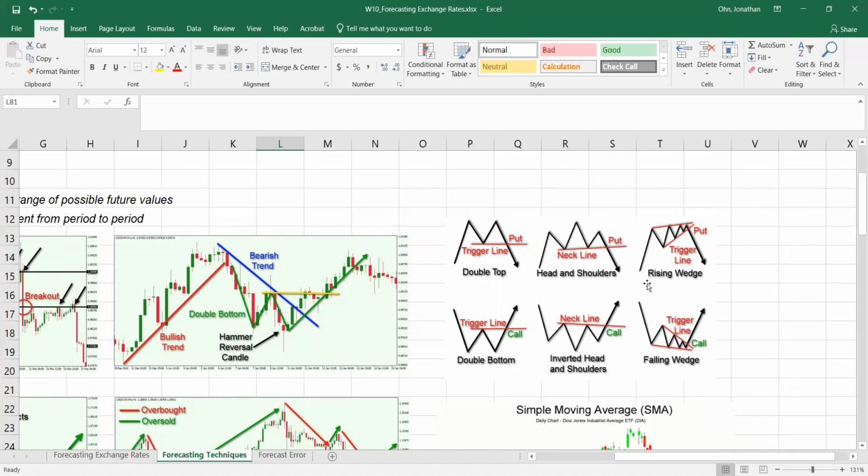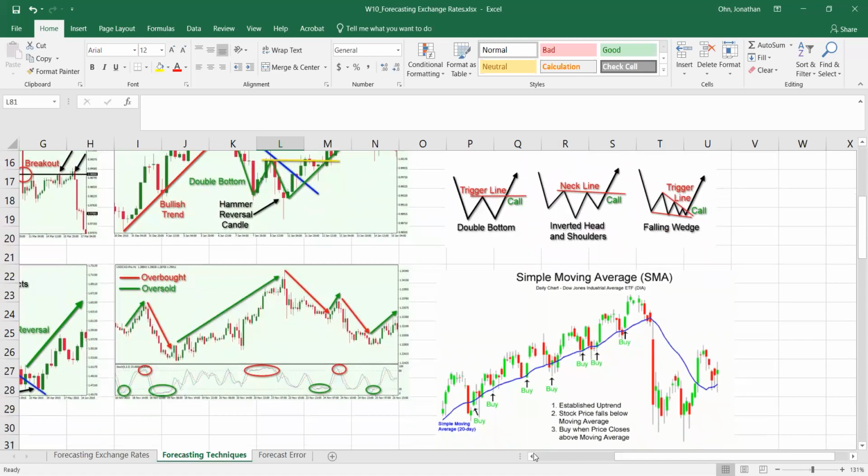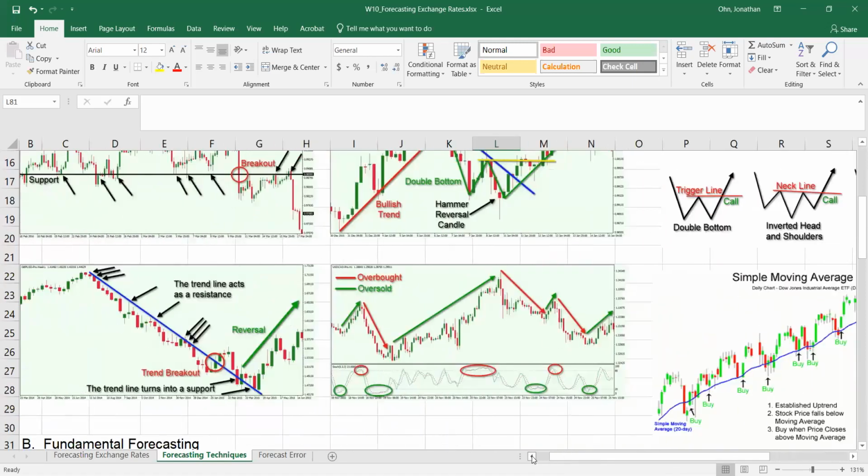Another pattern is the rising wedge this way. If you see this, then you probably want to buy a put. If you see this kind of falling wedge, then you probably want to buy a call option, right? Does that make sense? Based on what they suggest, it makes sense.